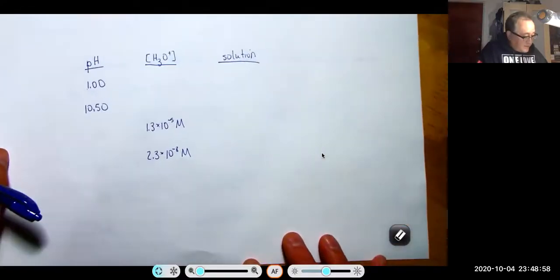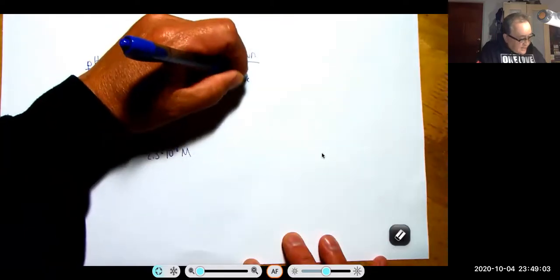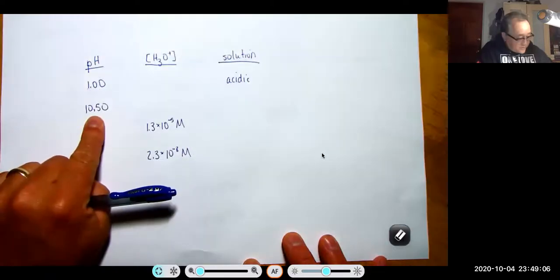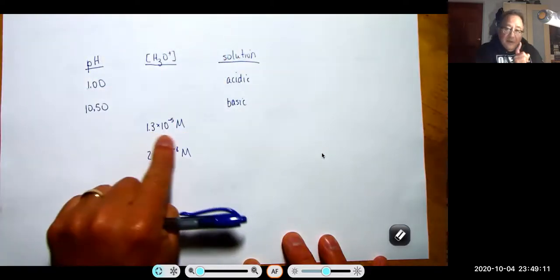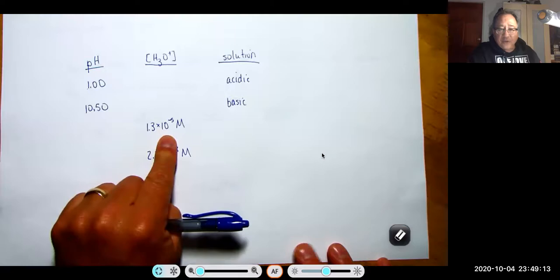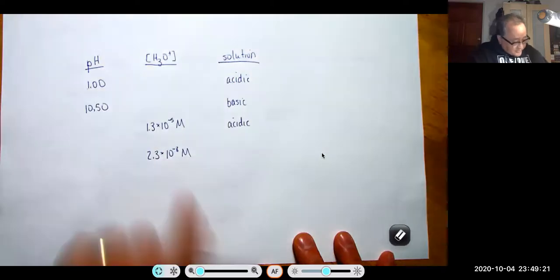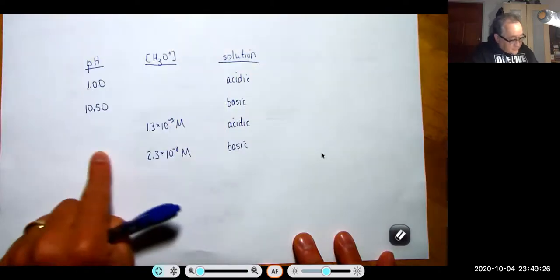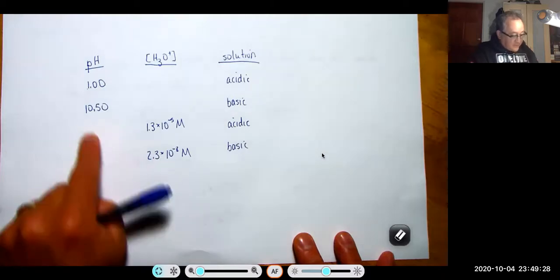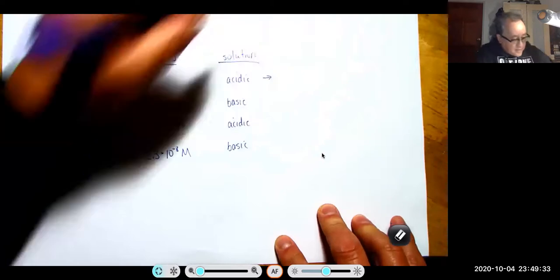Right away, that's less than 7, so I know this is acidic. And this is greater than 7, so I know it's basic. I can actually do this with these numbers too, because remember, 1 times 10 to the minus 7 is neutral. If it's a greater concentration, it's acidic, and if it's a smaller concentration, it's basic. So I expect these numbers to be, respectively, one less than 7 and one greater than 7.